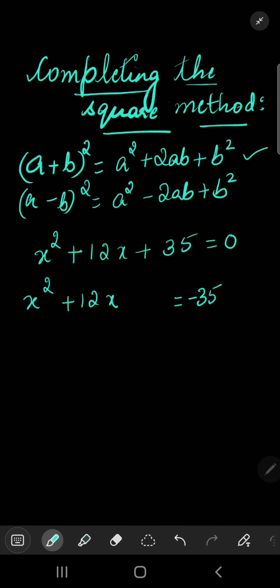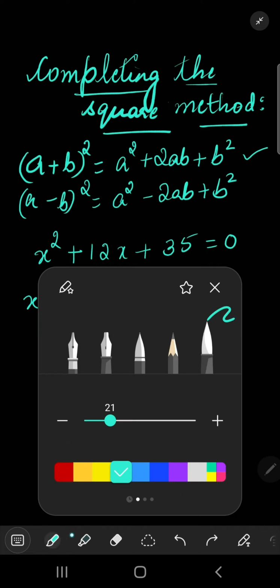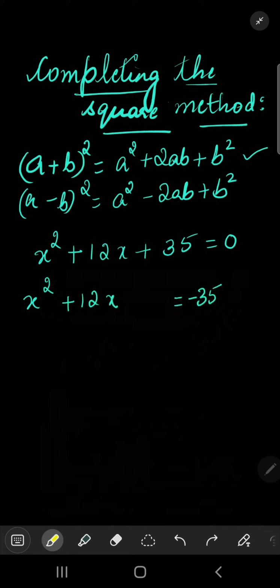Now here we have to identify the a, b and c values. As you all know, the general form of a quadratic equation is ax square plus bx plus c is equal to 0. So a is 1. One more thing which I forgot to mention is that we have to check that the coefficient of x square is 1.